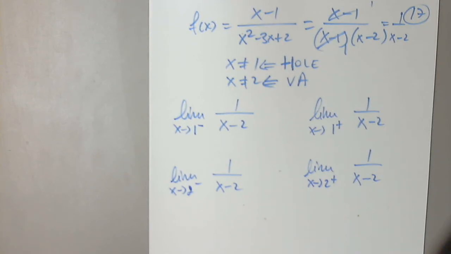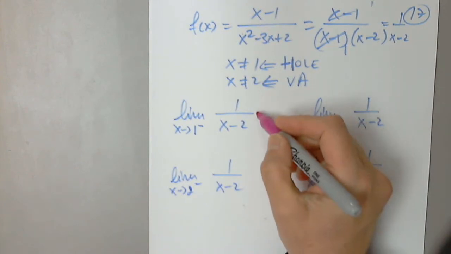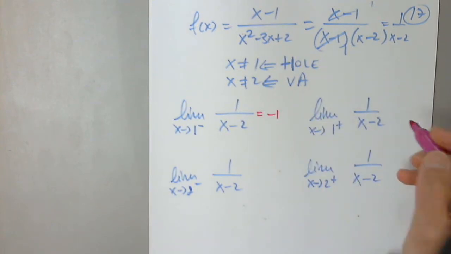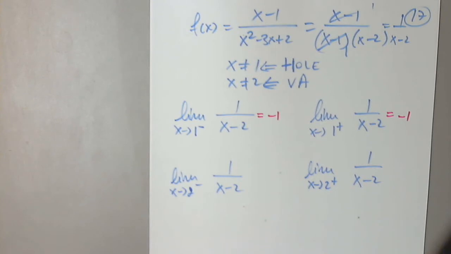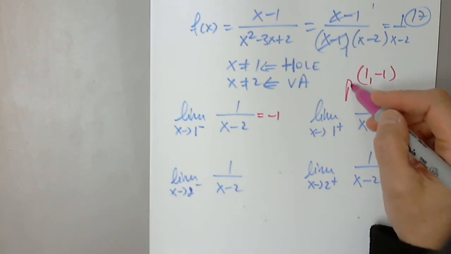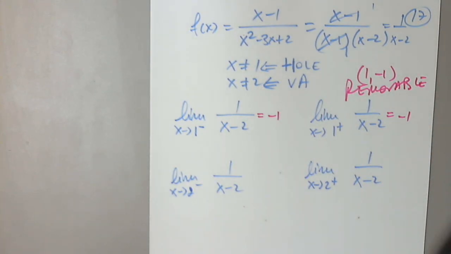Let's start with the easy one, which is 1 from the left and 1 from the right. What is the answer? Negative 1. Perfect. And from the right? Negative 1. Good. So what type of discontinuity is the point (1, -1)? Removable. It's this situation: left and right limits are the same, it's just that the function value is not there.